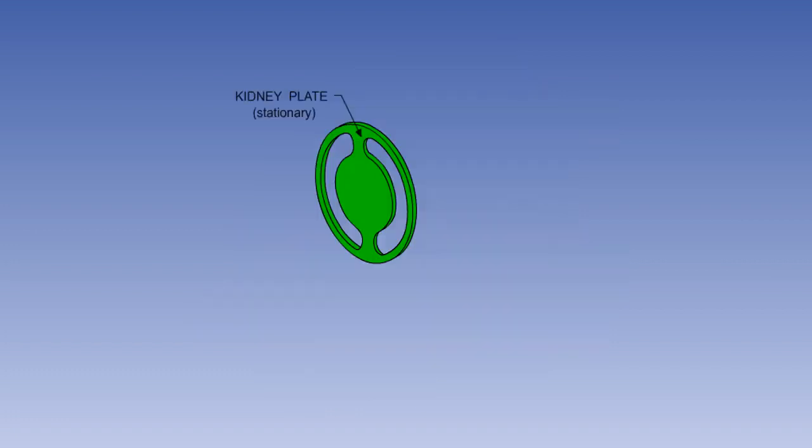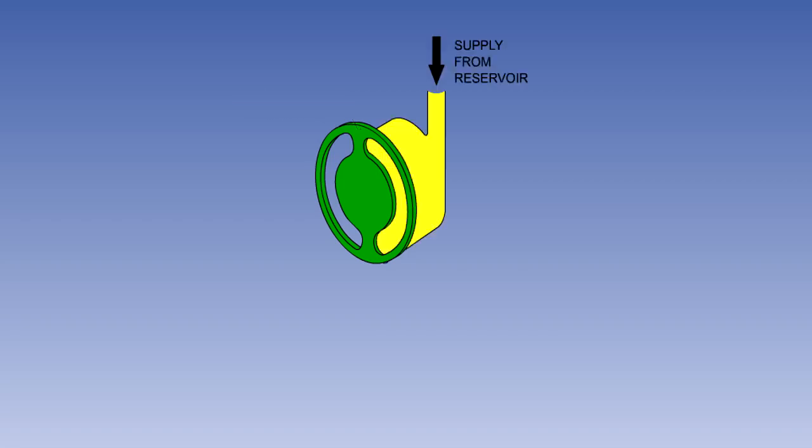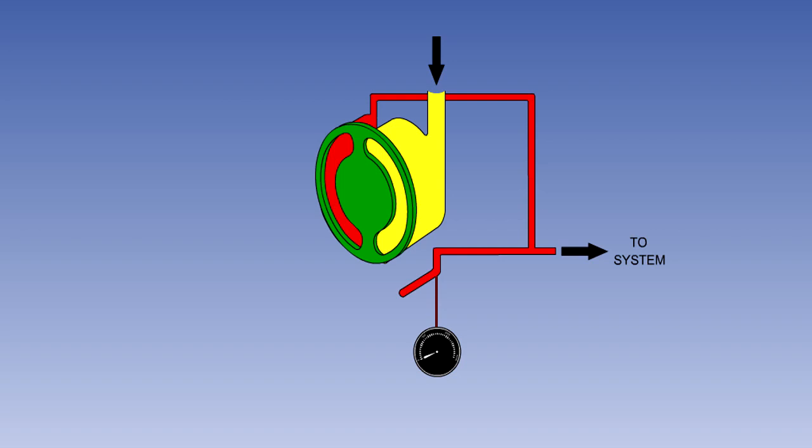The pump is made up of a number of components. There is a stationary kidney plate, so named because of the two kidney-shaped slots cut in it. The fluid supply from the reservoir enters the pump through one slot, and the pressurized fluid exits by the other.